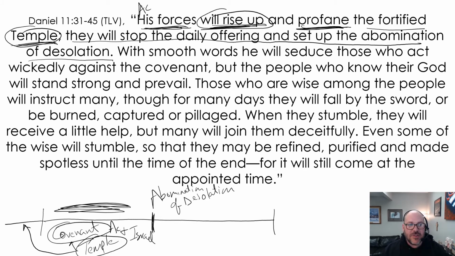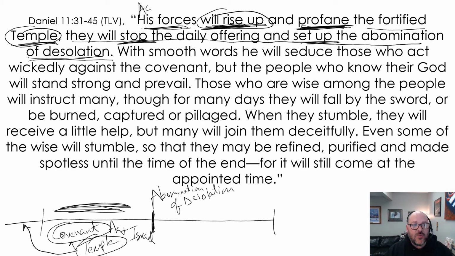The Antichrist will turn his attention and his gaze toward Israel. He will have some kind of a covenant that will happen, some kind of a peace agreement, but at some point, the halfway point, the 3.5 year point, his forces will rise up, they will profane the fortified temple, they will stop the daily offering, and they will set up the abomination of desolation. Jesus talks about this event happening, and he gives a specific warning. I'll look at that in just a minute.